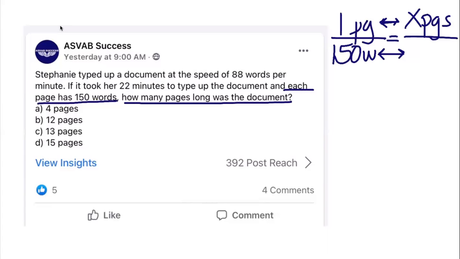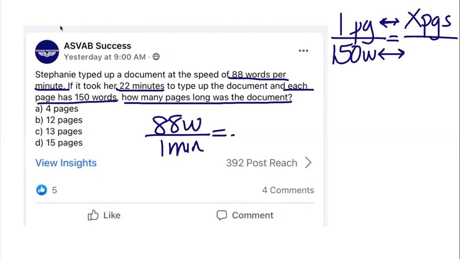Well, what am I comparing this to? If I want to know the pages of the entire document, then I need to compare it to the words of the entire document. Well, how do I find the words of the entire document? That's where the beginning of our question comes into play. We know that Stephanie is typing 88 words per minute, so this is a rate, and it takes her 22 minutes. With that information, we can figure out how many words she typed in 22 minutes. So I'm going to set it up once again, 88 words for every 1 minute as a proportion. And I'm going to compare this to 22 minutes, and we're going to find out how many words.